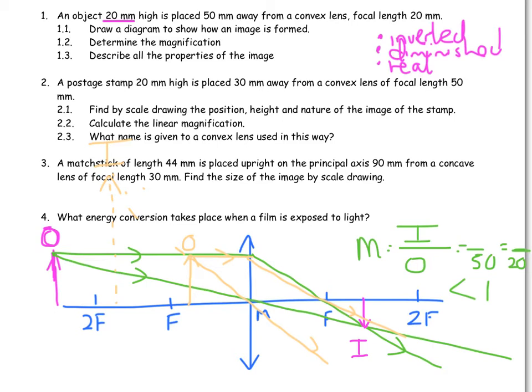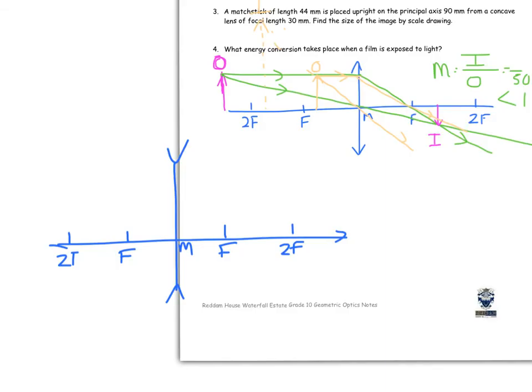A matchstick of length 44 millimeters is placed upright on the principal axis 90 millimeters from a concave lens of focal length 30 millimeters. So again, we now need to use a concave lens. So I've got my concave lens. Don't forget to show the arrows. With your convex lens, you would have done the arrows the other way. This time I would have measured 30 millimeters, 30 millimeters, 30 millimeters, 30 millimeters.